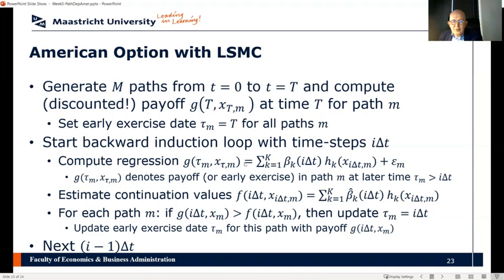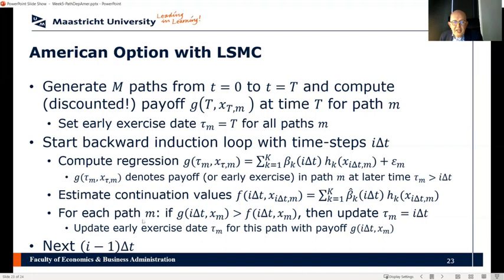And after I did this regression, I have an estimate for my continuation value at the time slice i delta t by basically taking those beta hat values from my regression for the time slice i delta t, and then multiplying each basis function, a constant, x, x squared, x to the third, etc. So now I have estimated my continuation values with the conditional expectation using this regression.